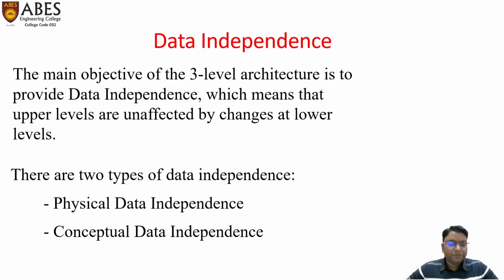The main objective of the three-level architecture is to provide data independence, because data independence is very important. Data independence ensures that changes in one level do not affect the other levels. This is a very important thing. There are two types of data independence. Number one is physical data independence, and number two is conceptual data independence. I will discuss each one briefly.